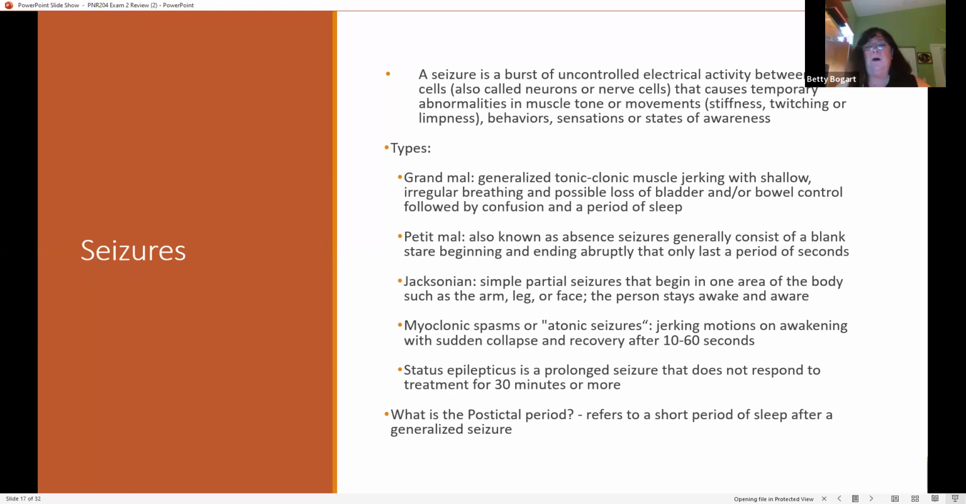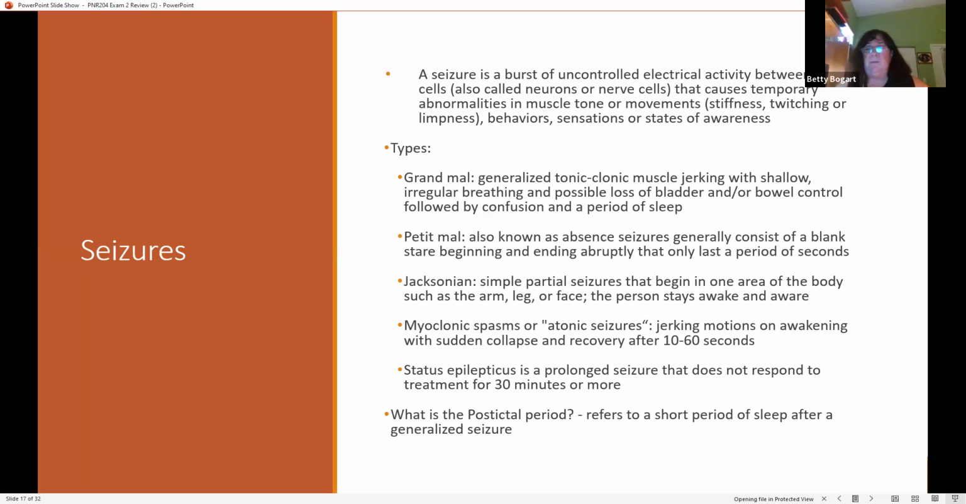Jacksonian is just one part of the body. Could be the whole arm, the whole leg, the face. And again, that kid will be awake. Myoclonic atonic is jerking motions on awakening. And then it's sudden, you have a sudden collapse. It's 10 to 60 seconds later, they're recovered.